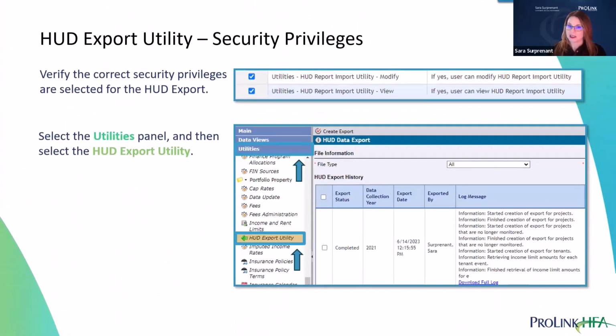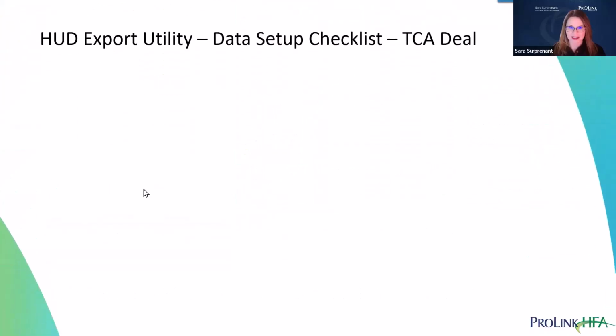So another thing, anybody who is running the HUD export utility in your agency is going to need the correct security privileges and be able to access the HUD export utility in the utilities panel. So if for some reason you've tasked someone to, guess what? You get to do the HUD export stuff this year, and they can't get to this, it's because of security privileges probably, and you just need to update those so they can continue to do that.